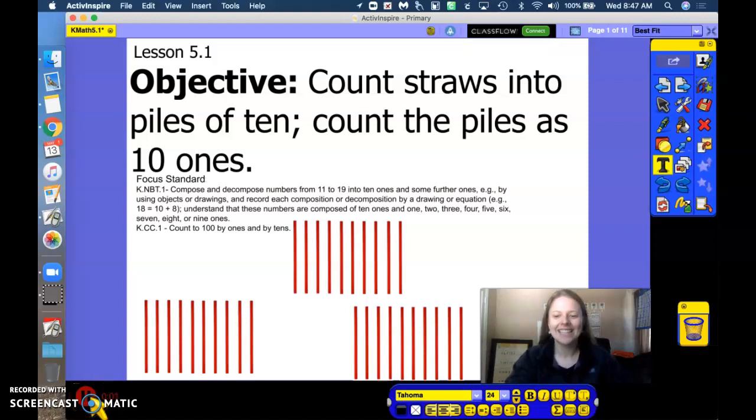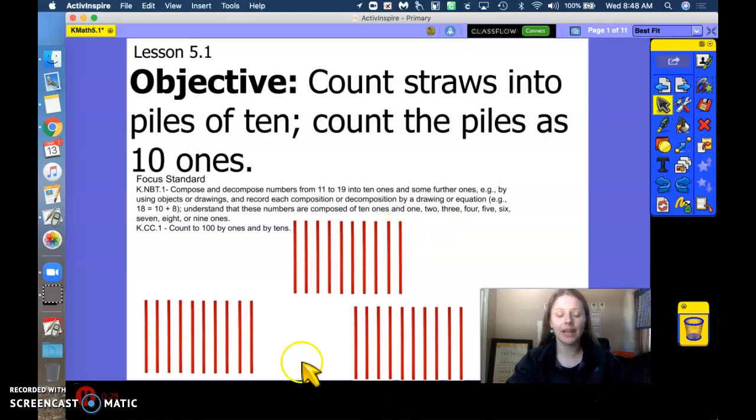Hi friends! Today we're going to start on Module 5, Lesson 1. Our objective is to count straws into piles of 10. Count the piles as 10 ones. We're going to learn about bundling and grouping into tens so that we can count quickly.